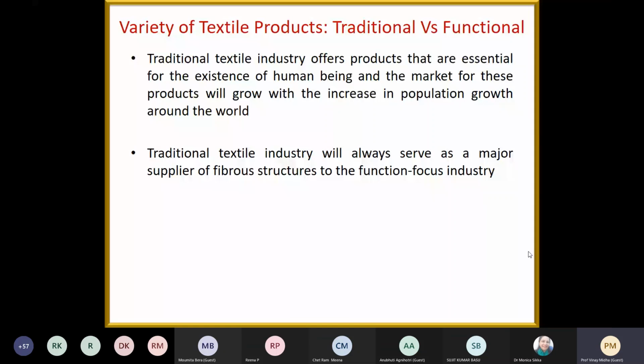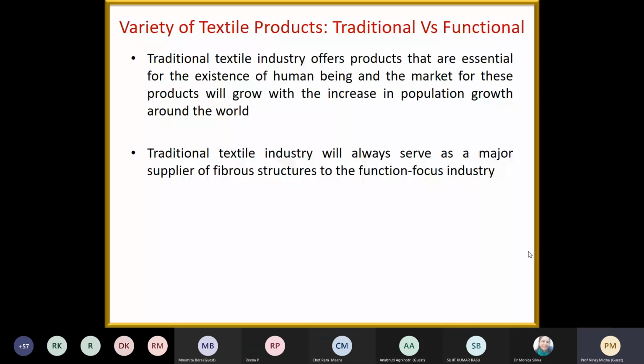And the market for these products will continue to grow as the population of a country or the world is increasing. So the demand for these products will continue growing, and the traditional textile industry will always serve as a major supplier of these fibrous structures, even to those industries which are making the specialized technical or functional textile materials.